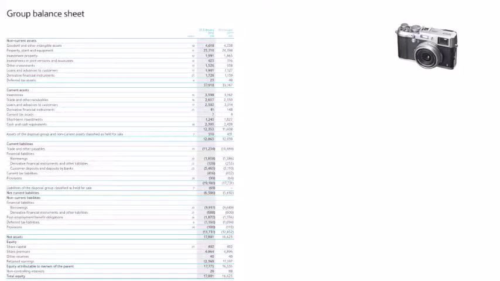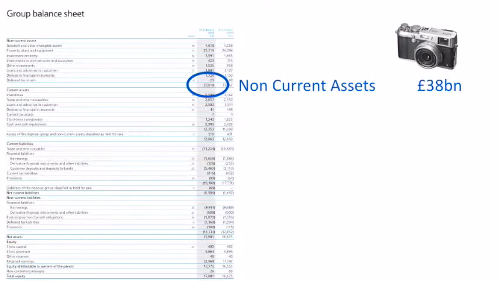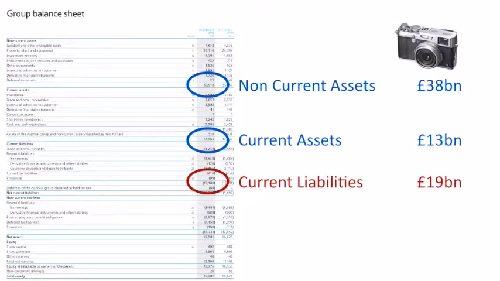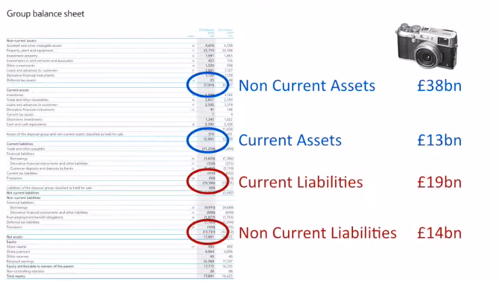Therefore, we can crack the balance sheet. We have already established that Tesco has non-current assets of 38 billion, current assets of 13 billion, current liabilities of 19 billion, and non-current liabilities of 14 billion. The net assets are also known as the shareholders' funds, or total equity, which for Tesco is 18 billion.